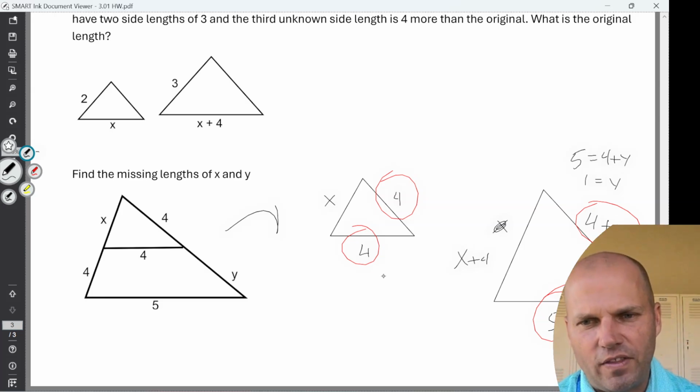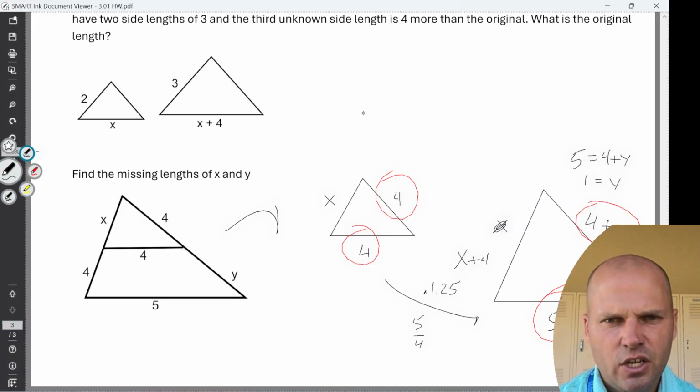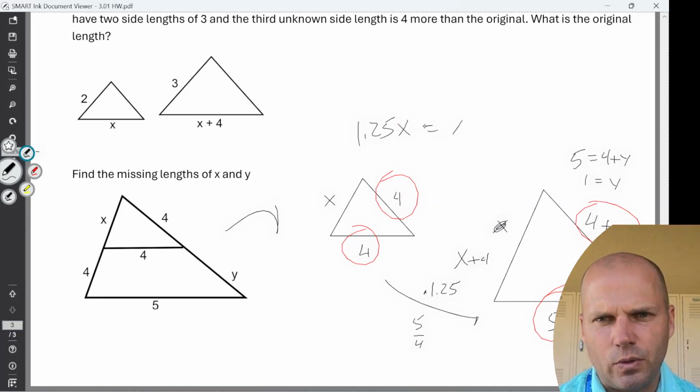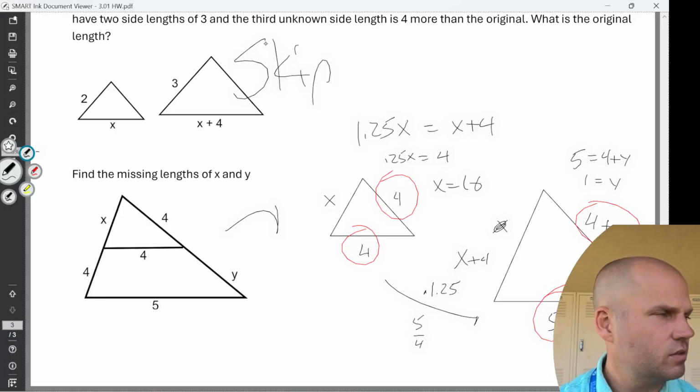Now, how do we find the other one? Well, we have to use the fact that this triangle is 1.25 times the size, which is how we do 1.25 times this x will equal this x plus 4. And we get 0.25x equals 4, x equals 16. And this one you could skip just because it works out before.